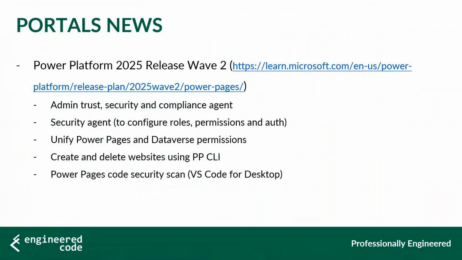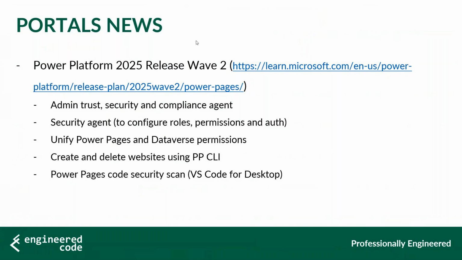A couple weeks back, Microsoft released the plan for the 2025 release wave 2. For those of you who may be newer to the Microsoft business application space, there are two release waves every year. Basically, release waves are a 6-month period where features come out. Release wave 1 goes from April to September, and then release wave 2 goes from October until March.